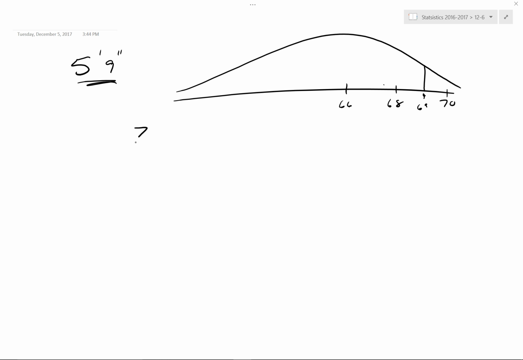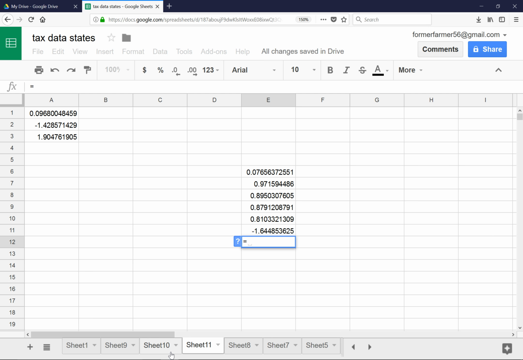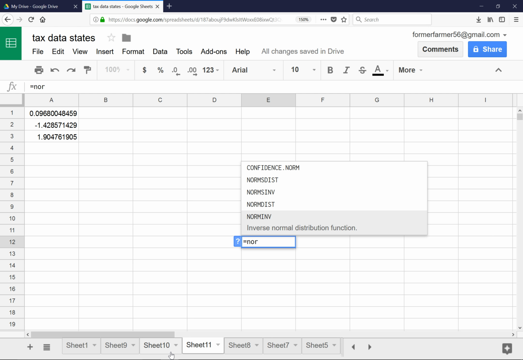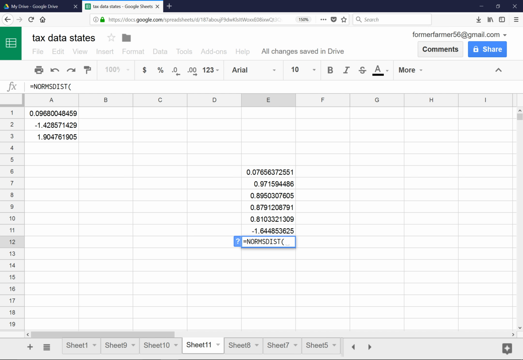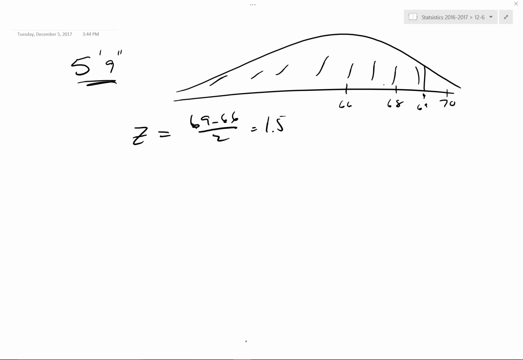So I need to make a z-score. So again, it would be 69 minus 66 over 2, which of course is 1.5. So then, if I want the percent that's less than that, because that's literally the definition of percentile, with this normal distribution, a person could do equals norm s dist, boom. Yep. And then 1.5, and this person would be in the 93rd percentile of height. So this girl would be.